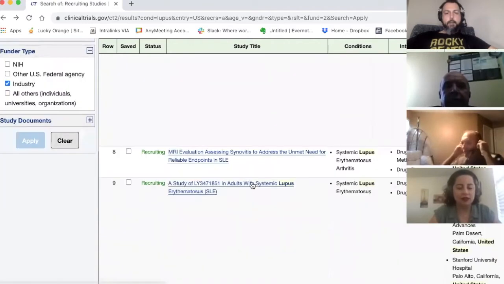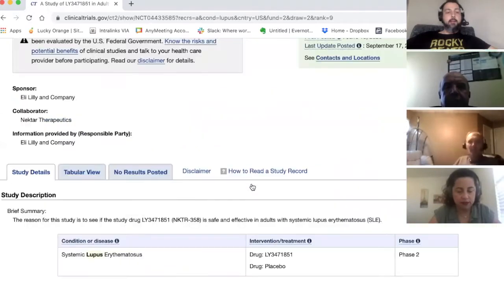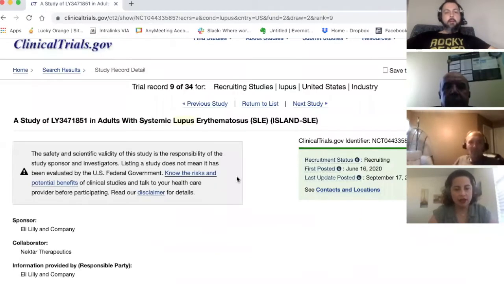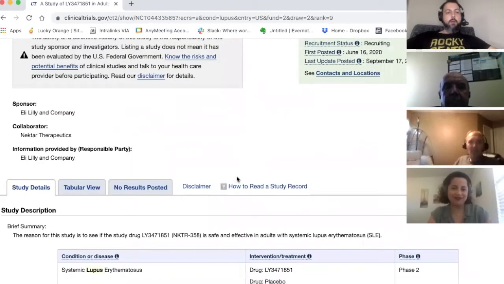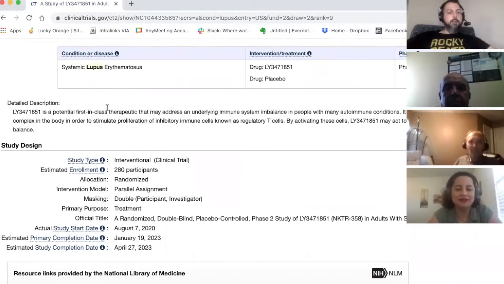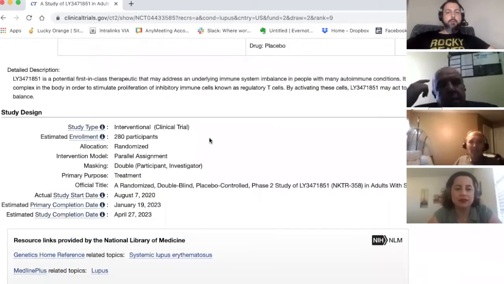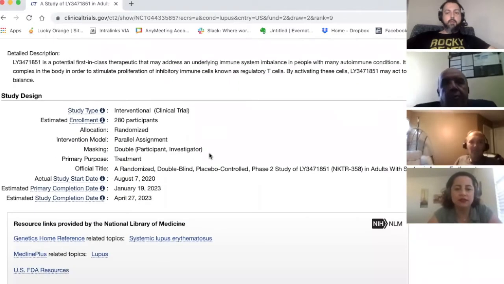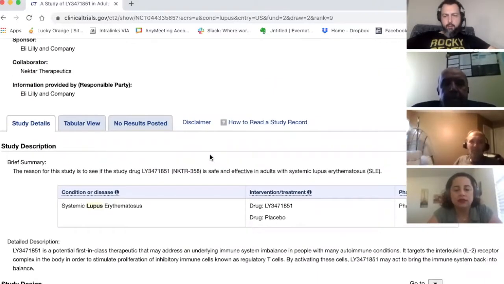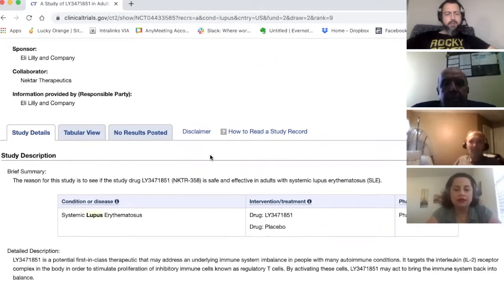Yeah, let me show you. Here's one with adults. Let's see if this is bigger. This looks bigger because it looks like Eli Lilly. I could tell from that one. Okay, this one, they're looking at 280 patients. The drug is a potential first-in-class therapeutic addressing underlying immune system imbalance in people with autoimmune conditions, and targets the interleukin IL-2 receptor in the body by activating these cells. What do you know about this, Dr. Al?